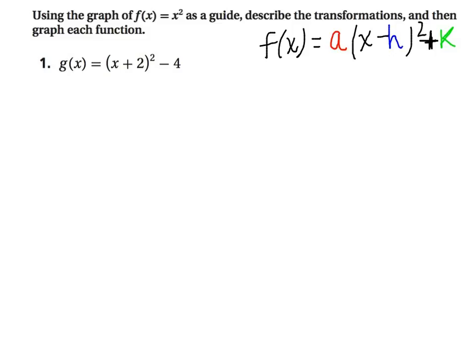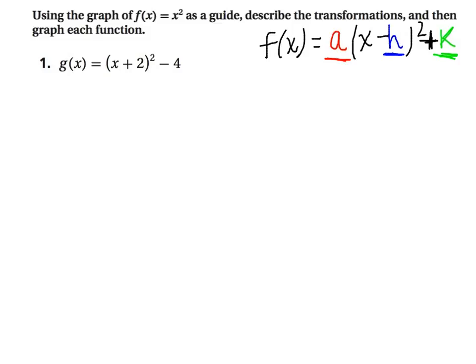So remember that a represents a reflection across the x-axis if it is negative, or a vertical stretch or compression. And then h, since it's right by the x, which is your horizontal line, is a horizontal shift. And k is your vertical shift.